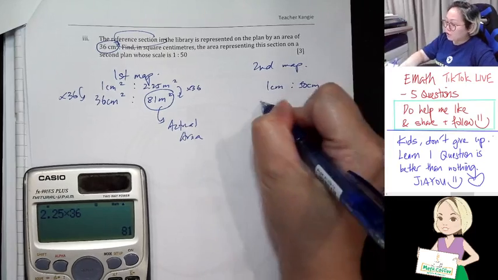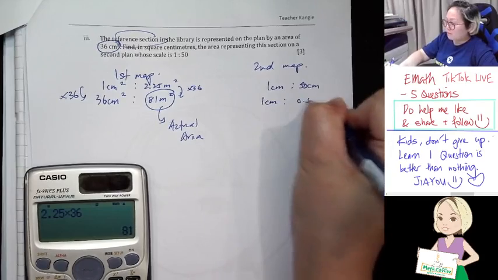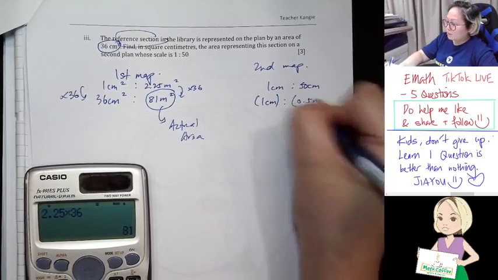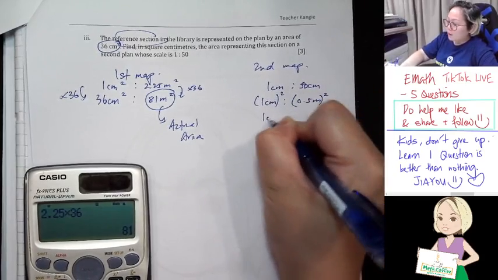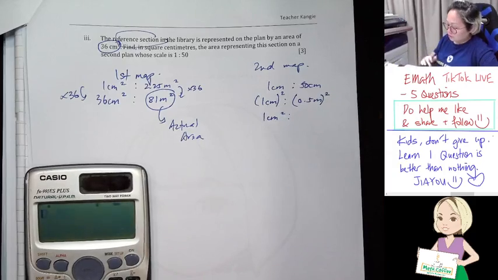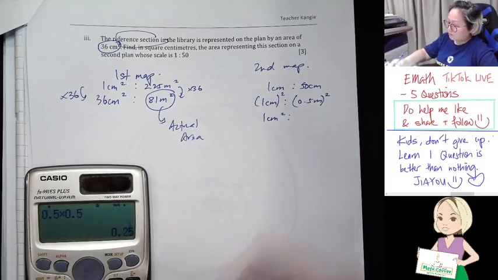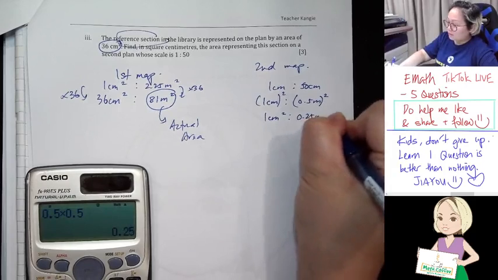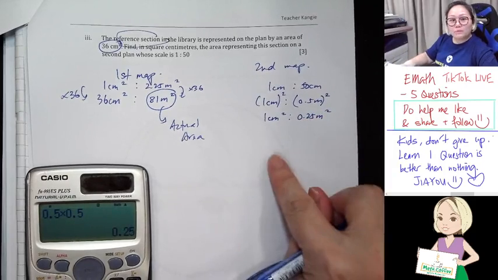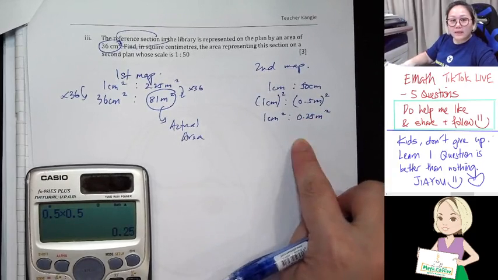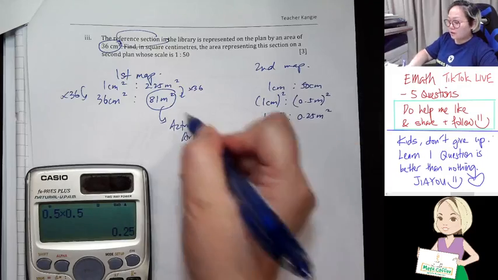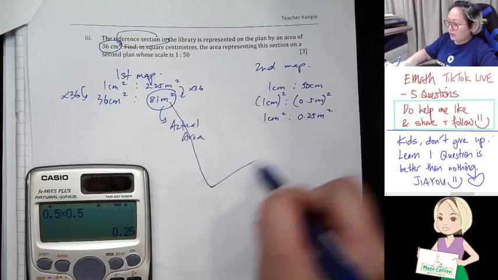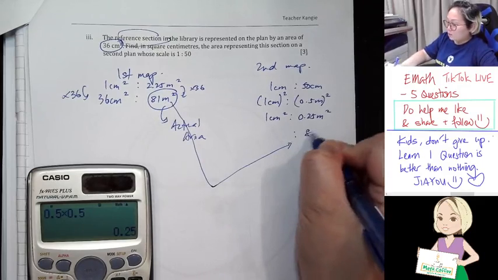So this one, I'm going to change to 1 cm is to 0.5 meter. Then again, you square both sides first. So I get 1 cm square represents 0.5 times 0.5, that will give me 0.25 meter square. So now the second map is ready. My second map is this one. And the actual area will not change. So I'm going to park this one and put it here. 81 meter square.